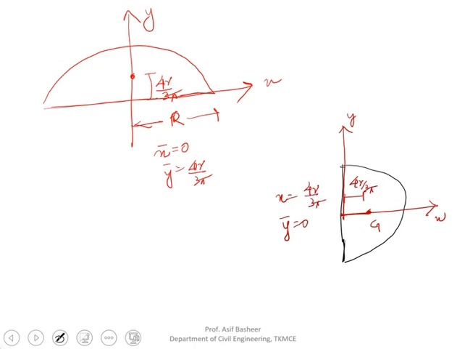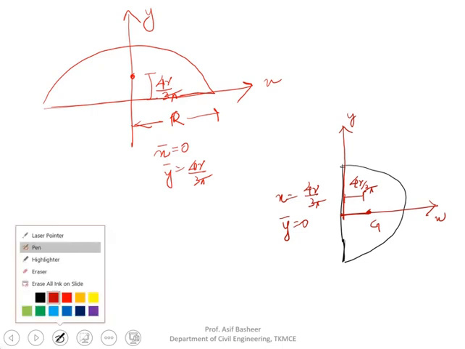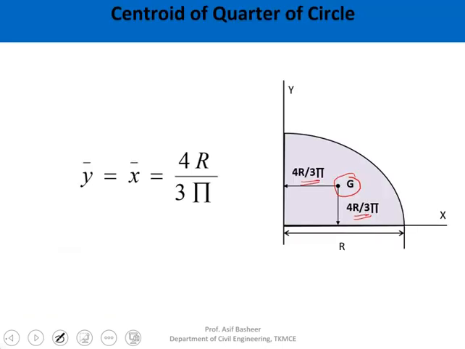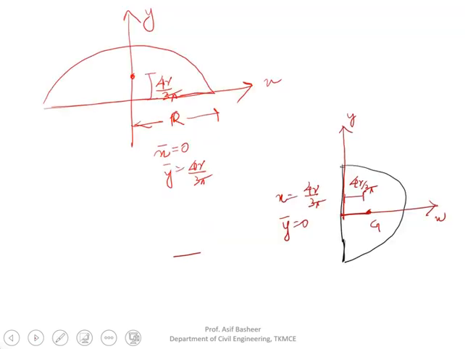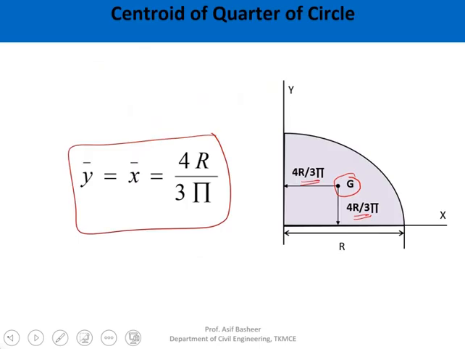Even so, if you know this standard value of the center of gravity, that is 4r by 3 pi, whatever orientation of the semicircle is provided, you could find it with respect to any axis. You only need to know the concept of where the center of gravity will be for a standard case, and that is this case. I hope you have understood these two.